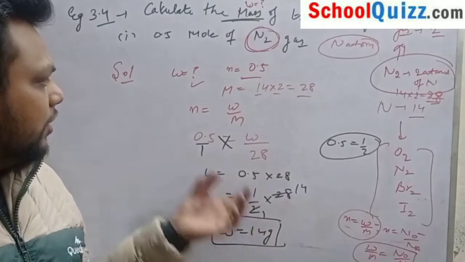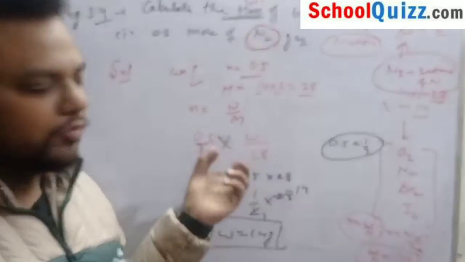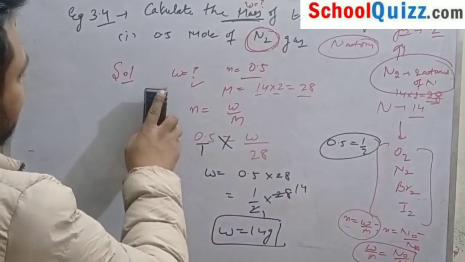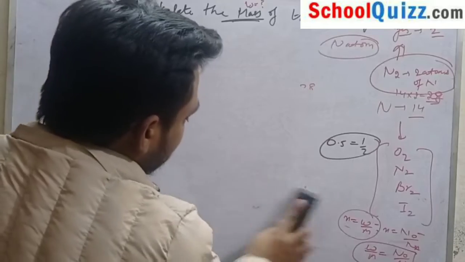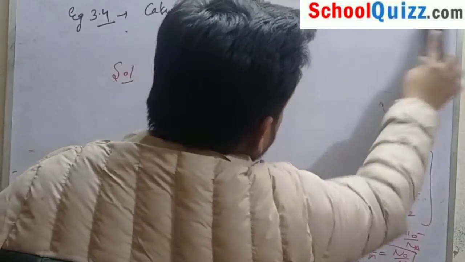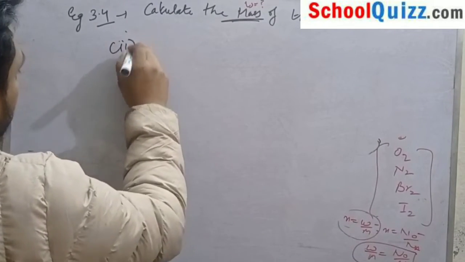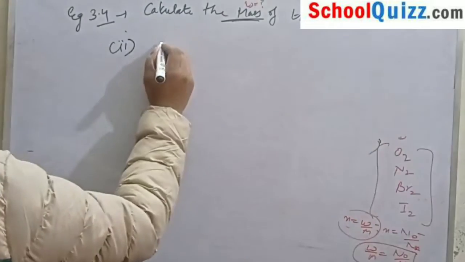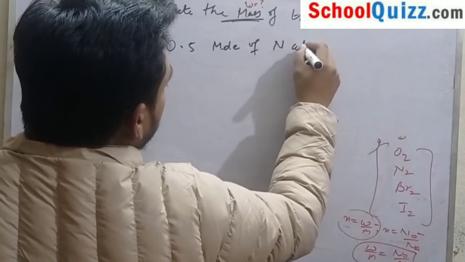Very simple question. n is given, molecular mass as we know, then W we have to find. So we just applied the first formula. Okay. Now we will move to our second part. The second part says 0.5 mole of nitrogen atoms.